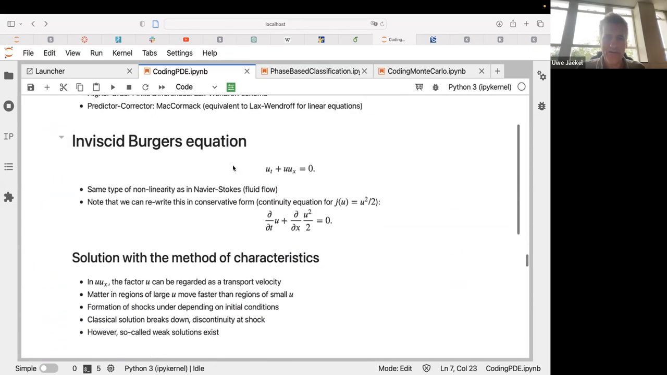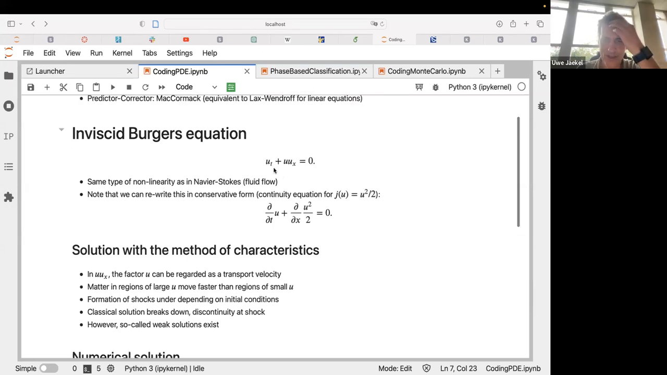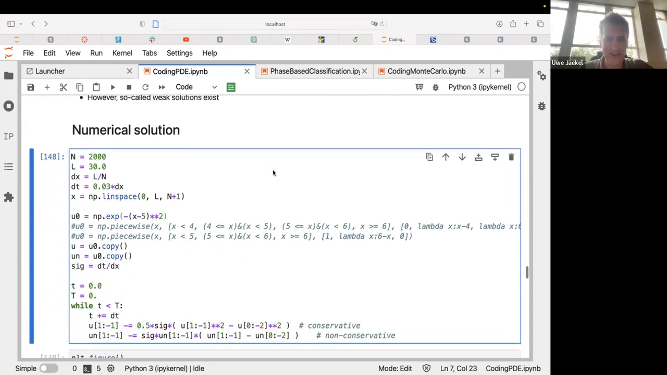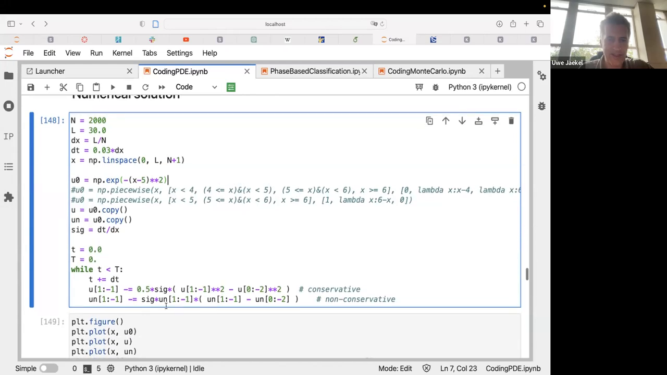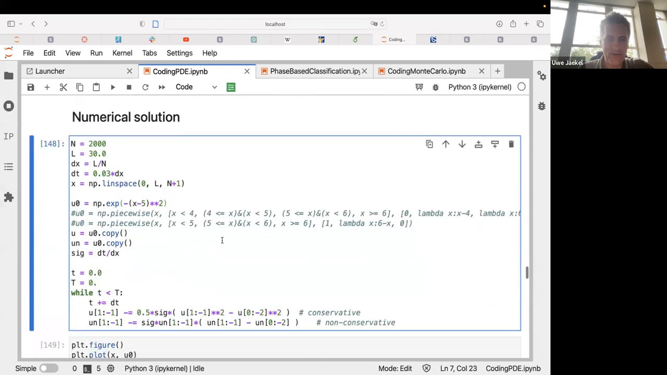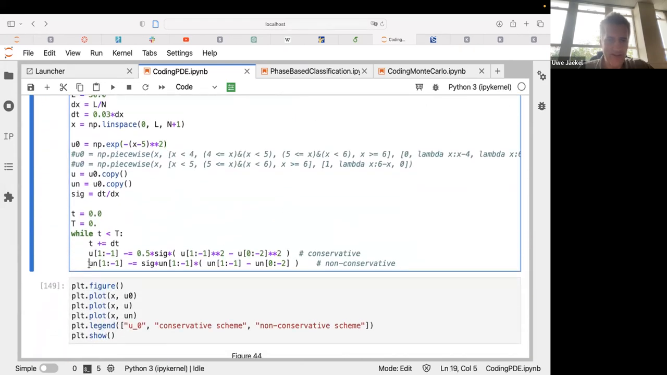Okay, and now we have to choose. We can either discretize this version, the so-called conservative form of the Burgers equation, or we discretize it in this form. What would we do there? Here in this equation, we update. This is very, very similar to what we have done before. So we update the values between 0 and 1.